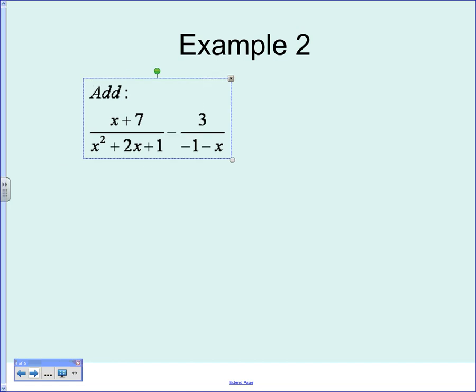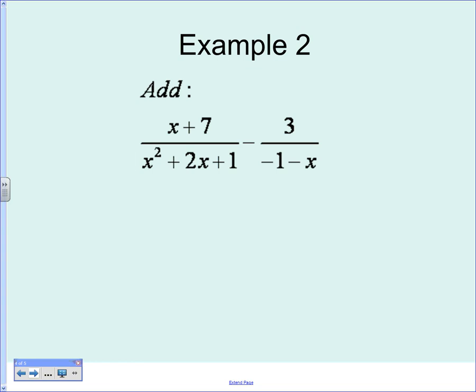Okay, looking at another example. No, they won't always be subtracting. If you think you can do it by yourself, go for it. I got it. You already done? Okay. Any questions on that part?